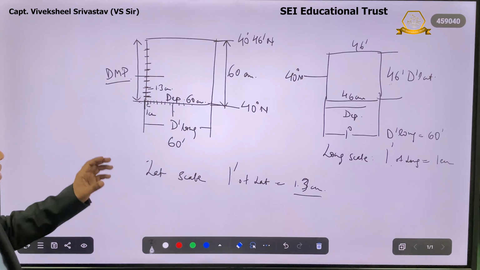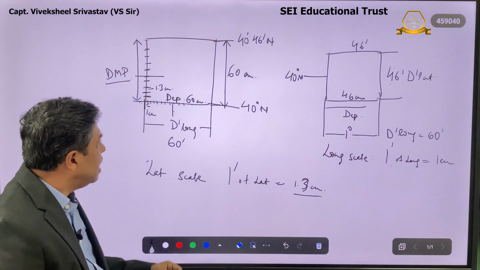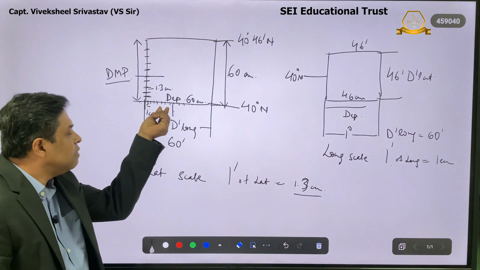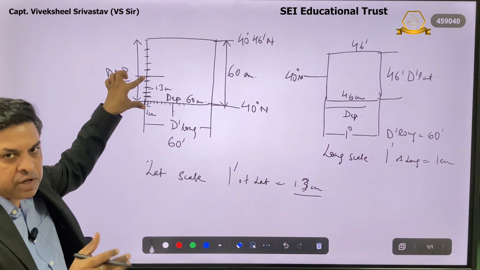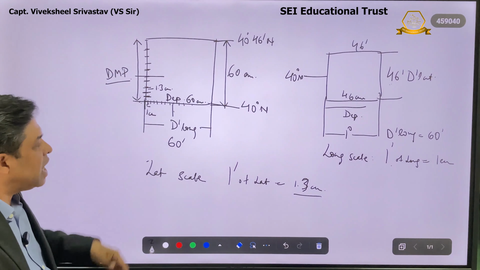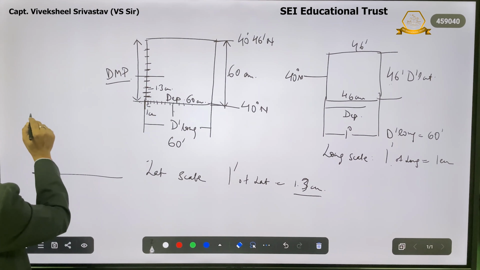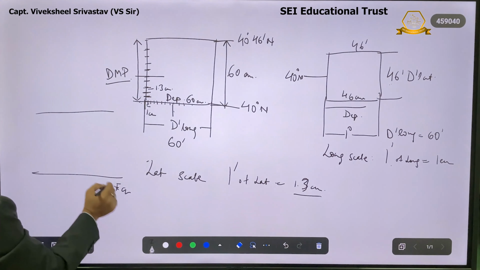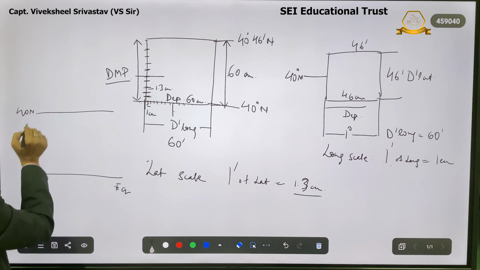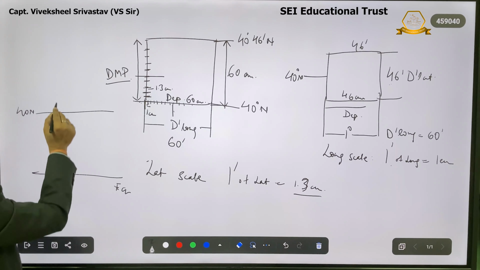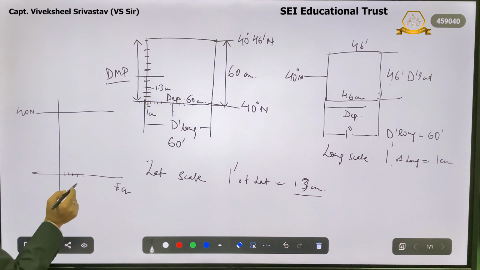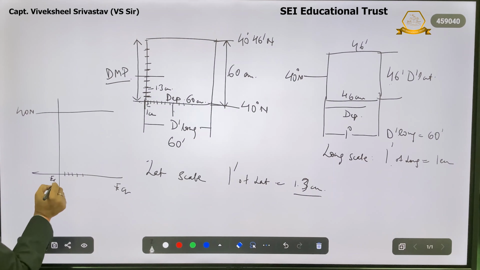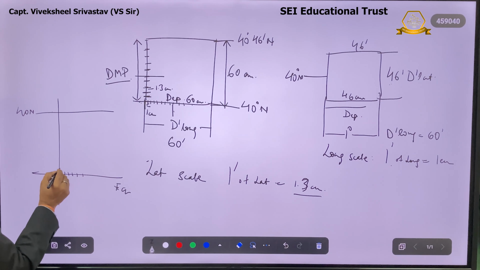Meridional parts are how many minutes of longitude you can place between two latitudes; that is the DMP between those two latitudes, or the meridional part for any latitude. Suppose this is the equator and this is 40 north. Whatever longitude scale you've taken, between the equator and 40 north, how many minutes of longitude can be expressed?